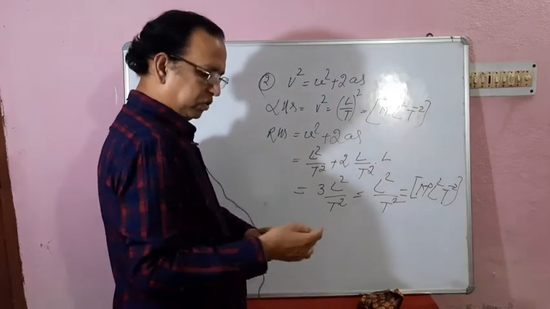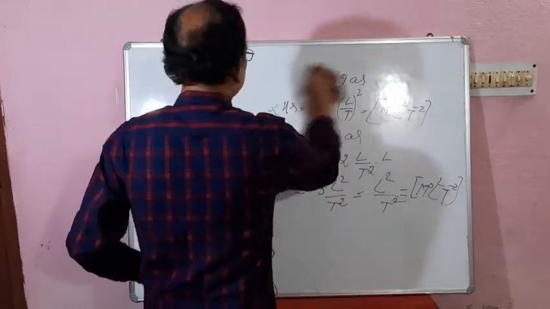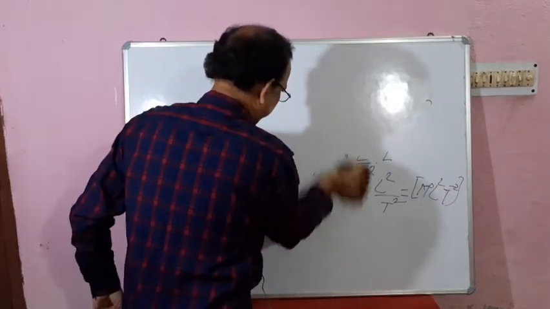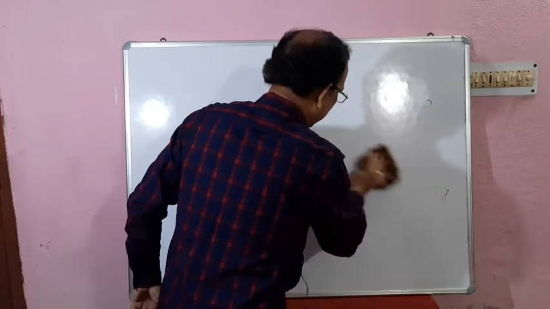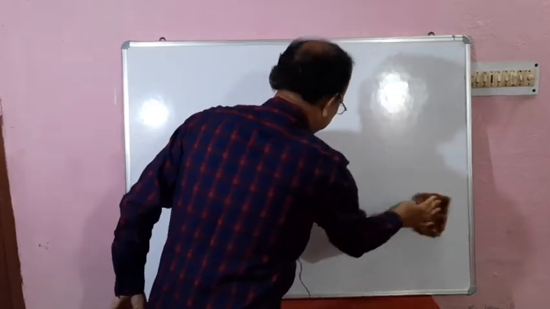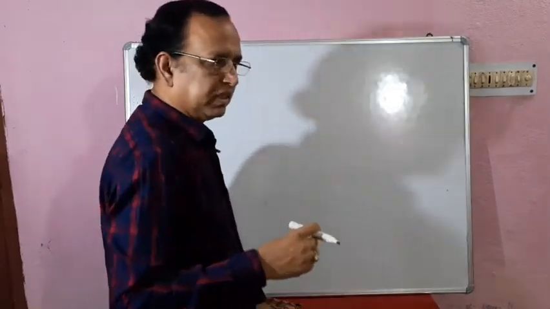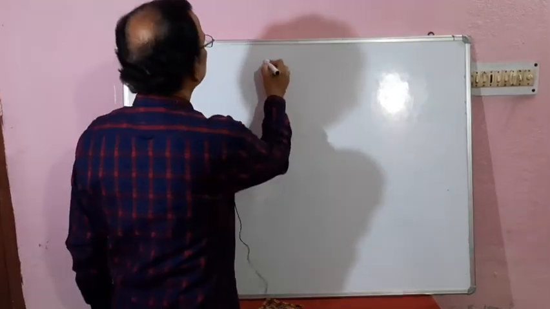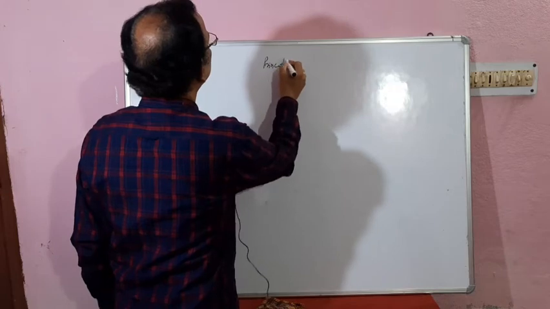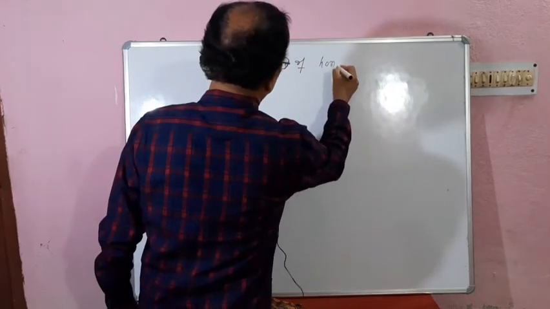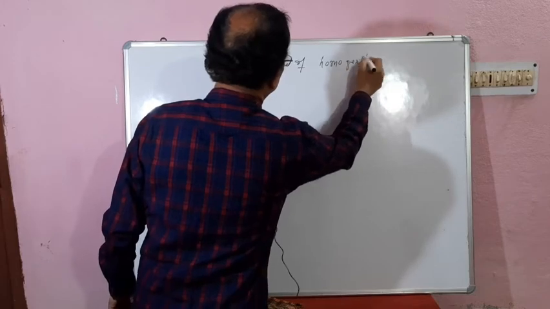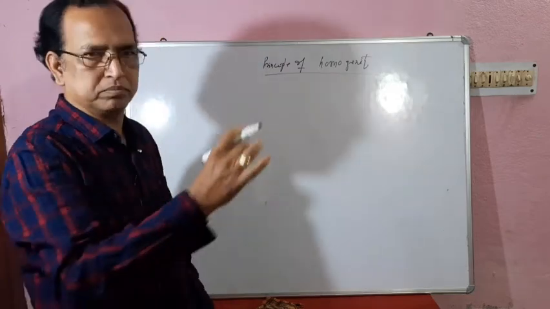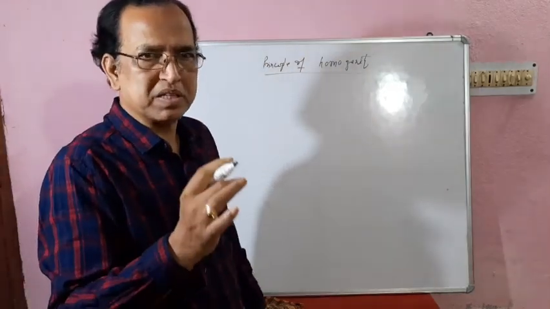So this is all about your two questions, which are solved with the help of the dimensional method. Now, what is the principle of homogeneity? The principle of homogeneity is also based on dimensional analysis. So this principle states that the dimension of each term of an equation must be same.